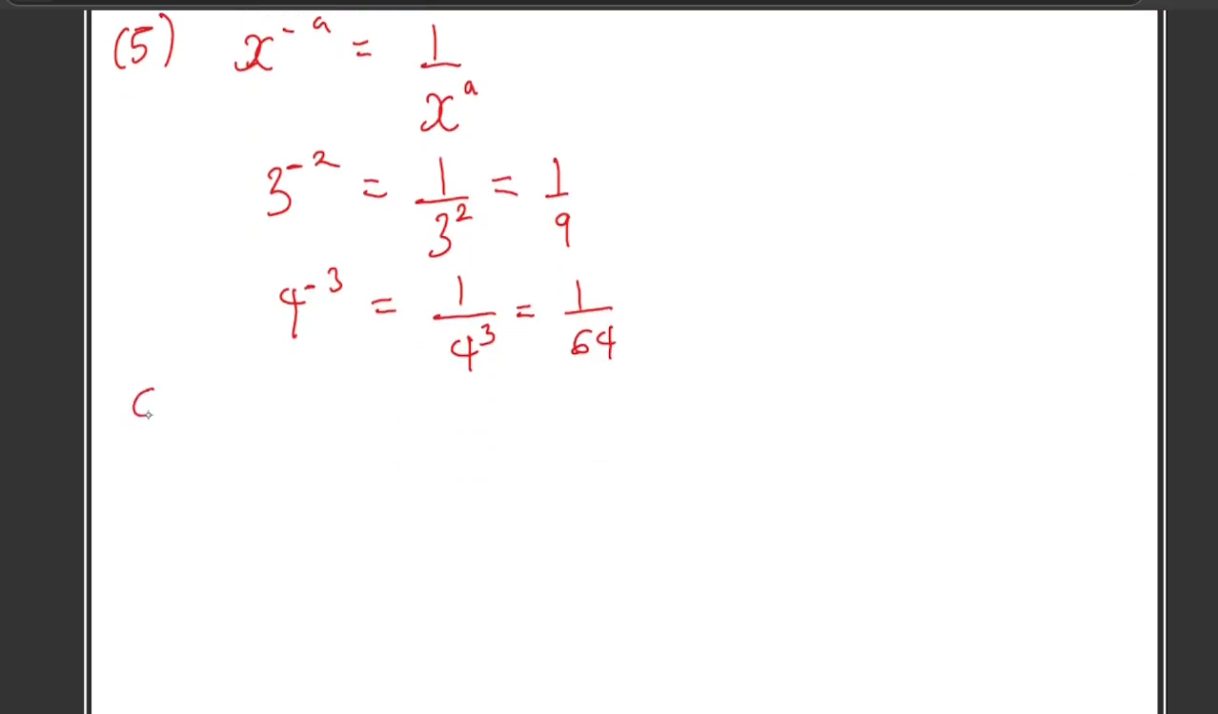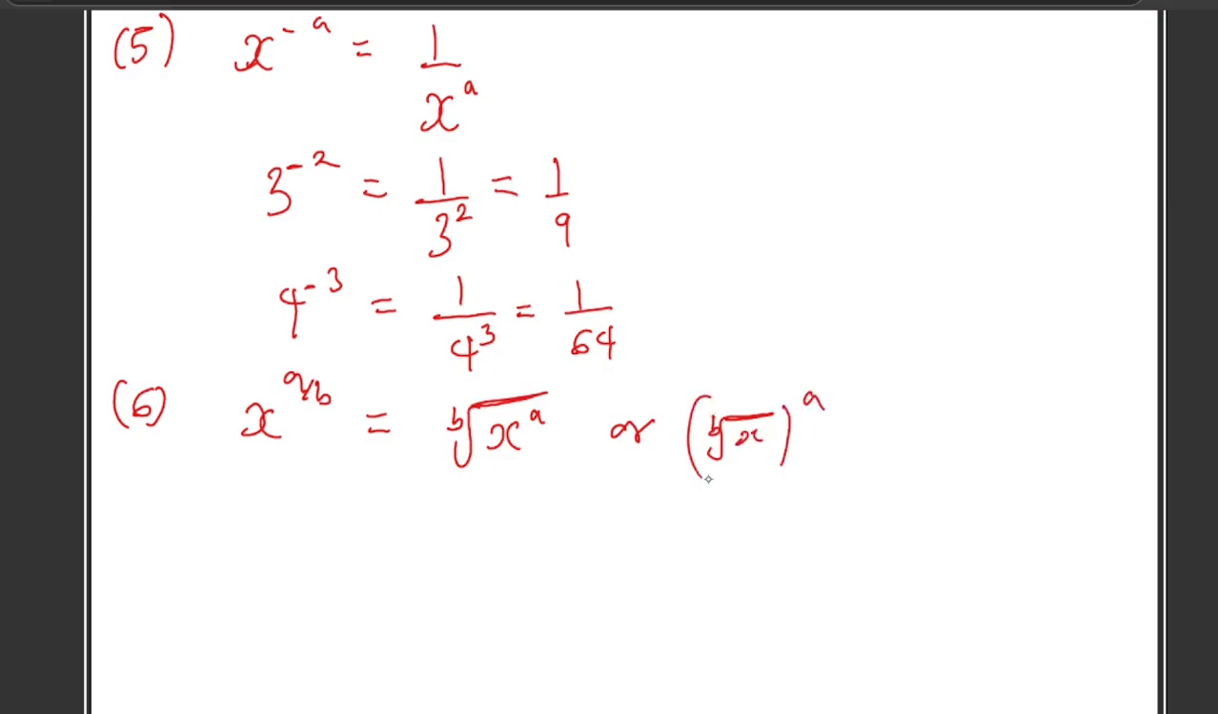Then the sixth one is when you have f raised power a over b, that is a number with a fractional index. No, the fifth one is a number with a negative index. Here, a number with a fractional index. What happens if you have a number with a fractional index? It simply becomes the bth root of x raised to power a, or the bth root of x to the power of a.